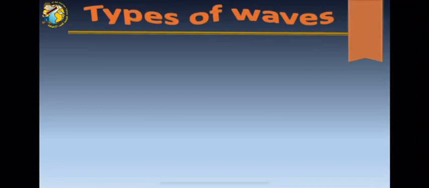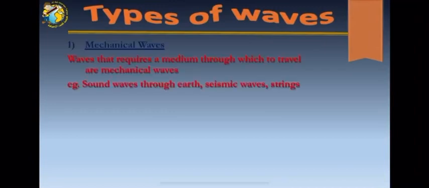Let's discuss some types of waves. Do you have any idea what some types of waves are? Yes or no? No. None of you have any idea. So let's see what the different types of waves are. Mechanical waves: waves that require a medium or material to travel. You did an experiment and you know that sound waves require a material or medium.